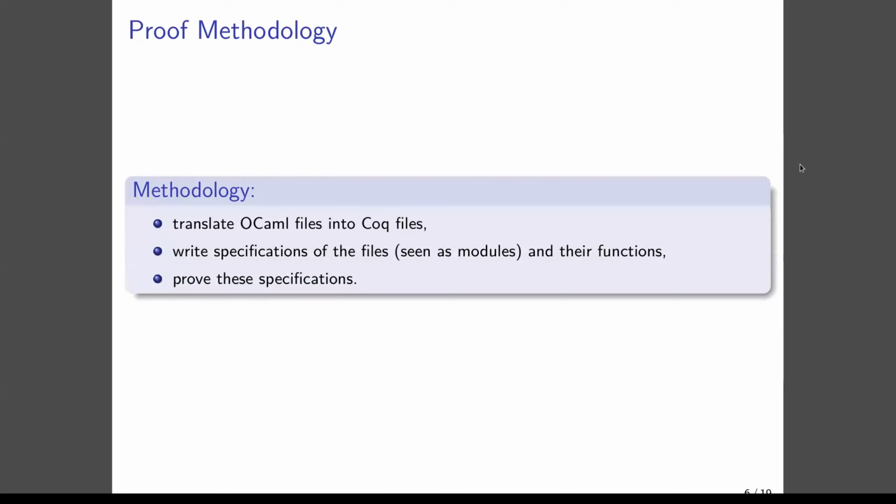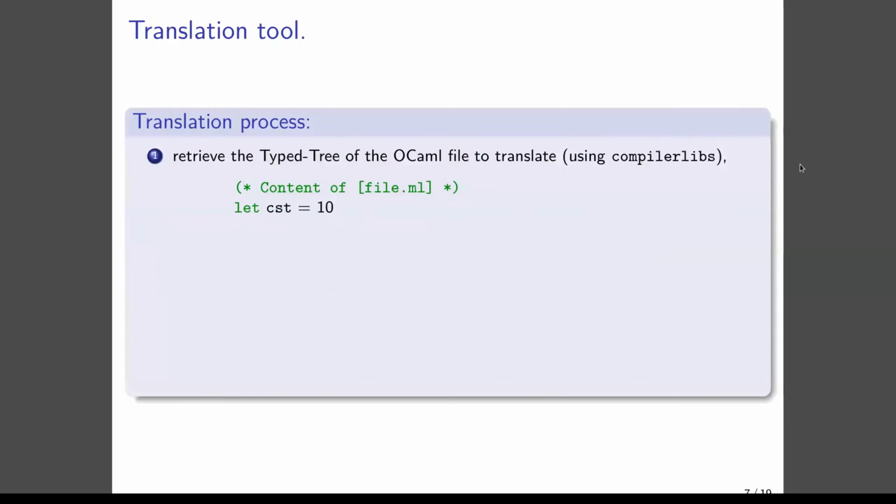Then users of Osiris might write specifications about the files, which we see as modules, and the functions defined within the files. Such a specification could look like the specification of the length function we have seen earlier. And then users will use our Coq tactics to prove these specifications. When it comes to the translation process, the process is very easy and straightforward so that people can actually read the translation of an OCaml file.